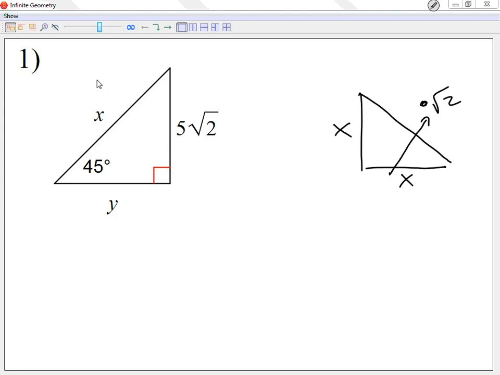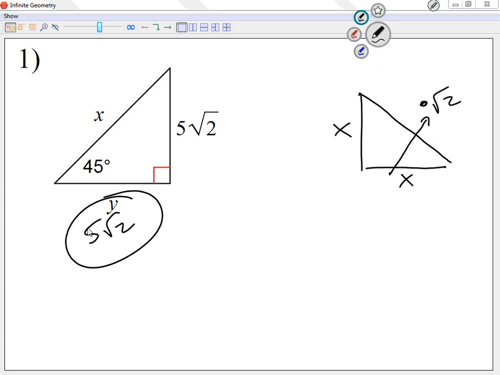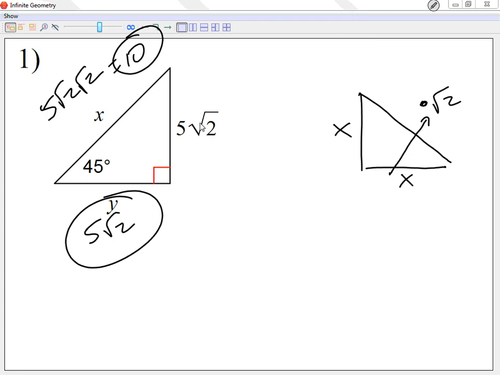All right, so looking at question number 1, I know the two sides are equal. So I'm going to say y is 5 radical 2, right? Because those two are equal. For me to get the hypotenuse, in this case x, I'm going to start with 5 radical 2, which is what was given, and I'm going to multiply it by radical 2. I know radical 2 times radical 2 is radical 4, which is better known as 2, times 5. I'm going to call that 10. So once again, the two sides are equal. To get to the hypotenuse, multiply by radical 2.